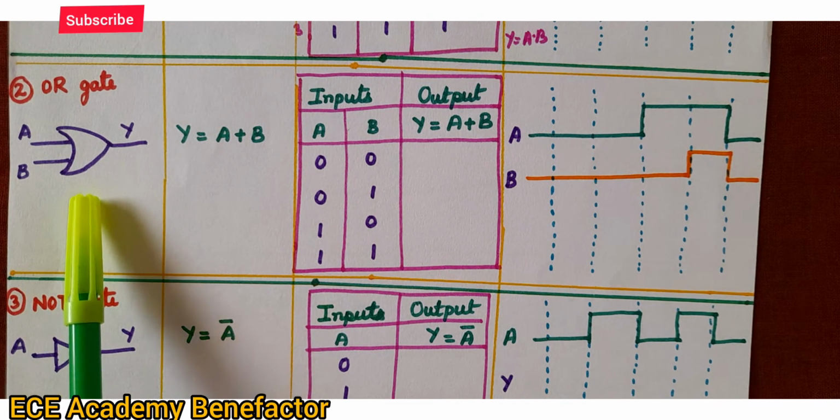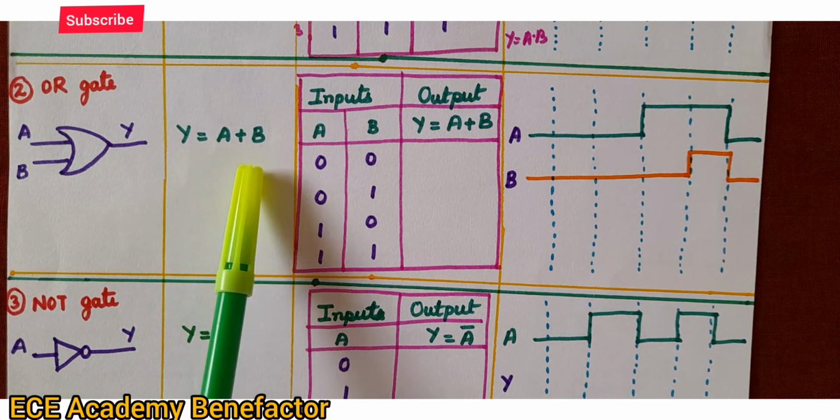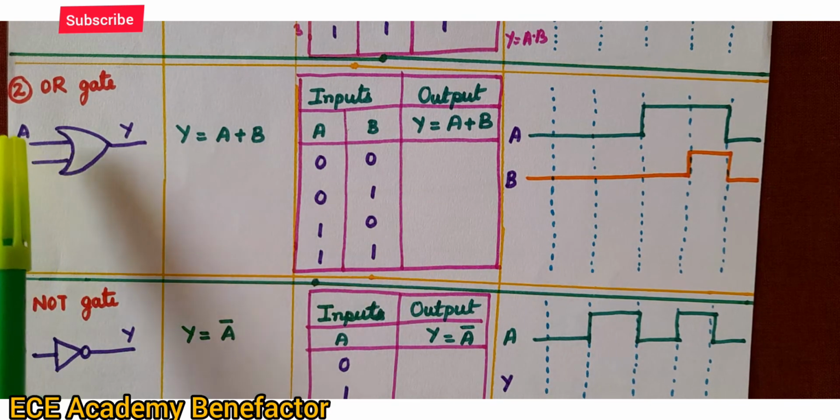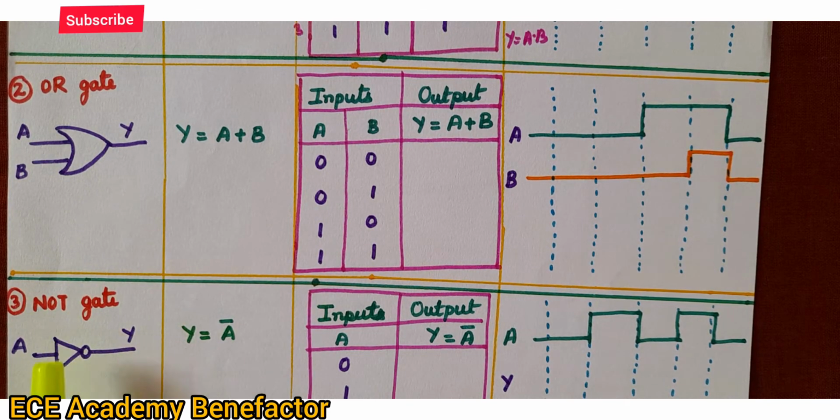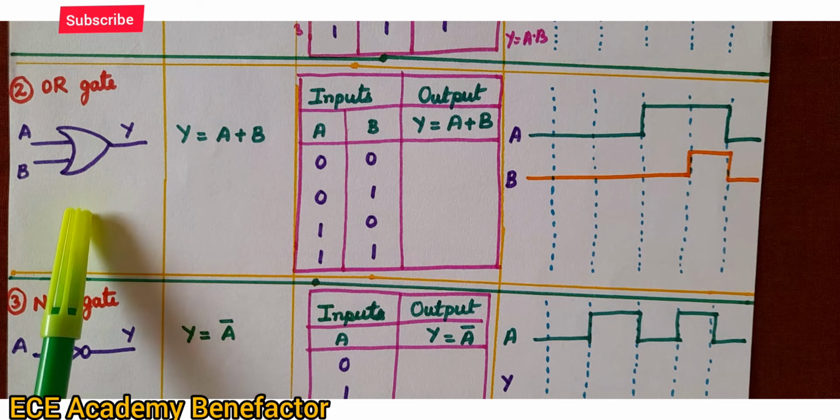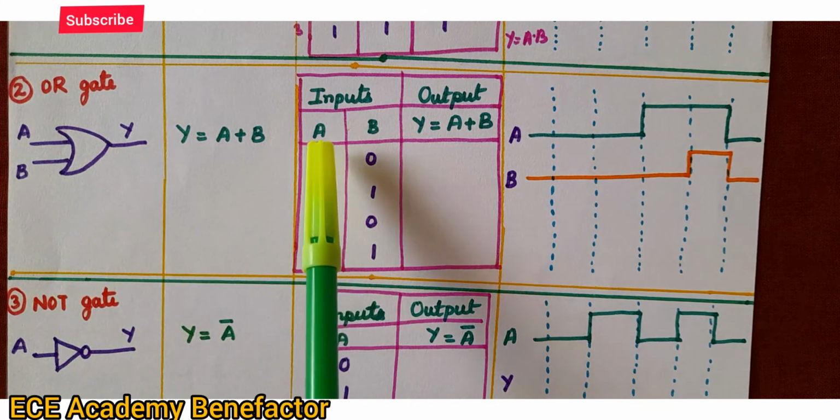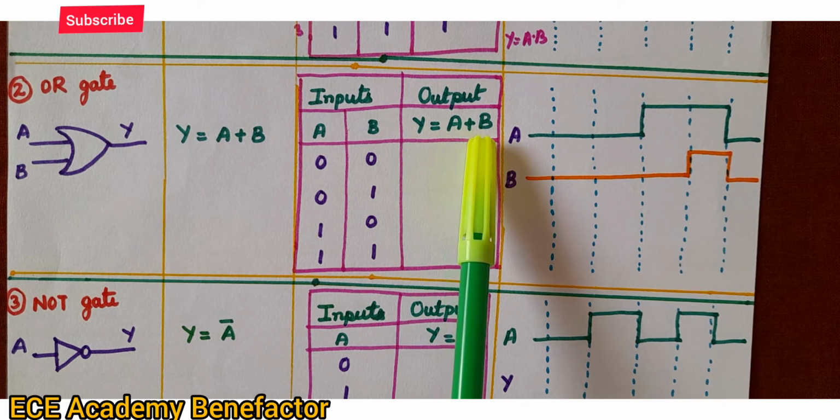So, the symbol for the OR gate is this one. Its logical expression is Y is equal to A plus B. The truth table of OR gate. How many inputs are here? 2 inputs. Any gate can be an n input gate except the NOT gate. NOT gate is a single input gate. All other gates can have n number of inputs. So, OR gate can have n number of inputs. Here we have taken a 2 input OR gate. Inputs are A and B, output is Y, and the expression is Y is equal to A plus B.